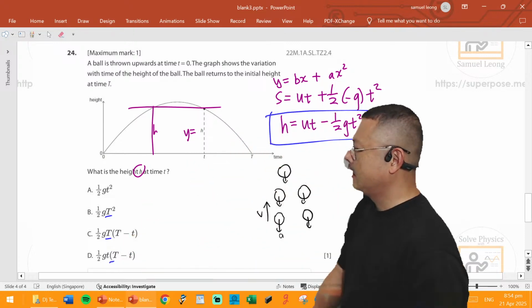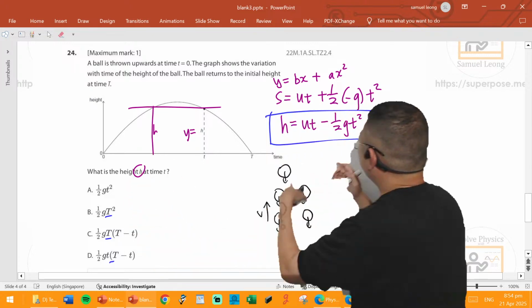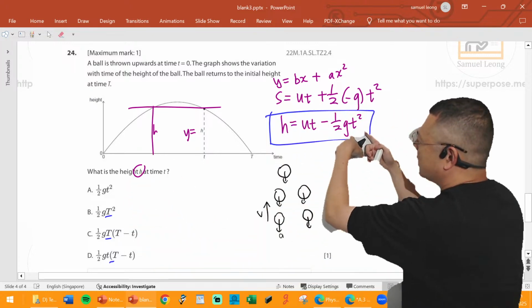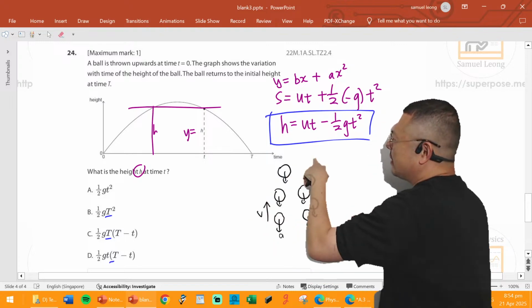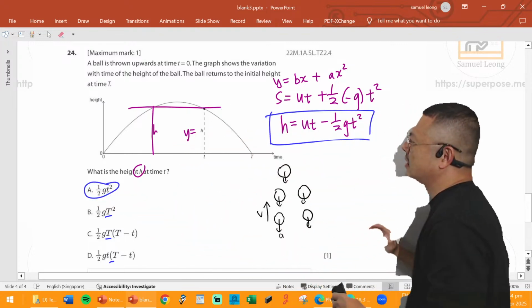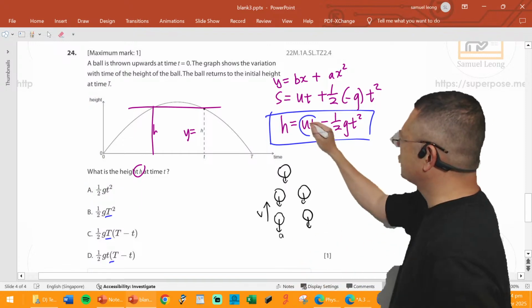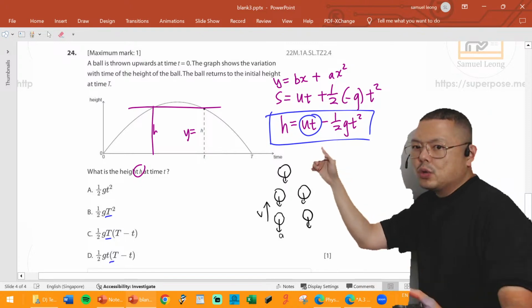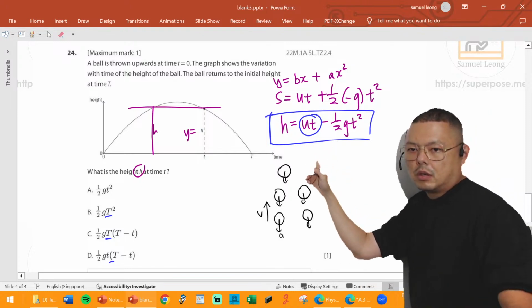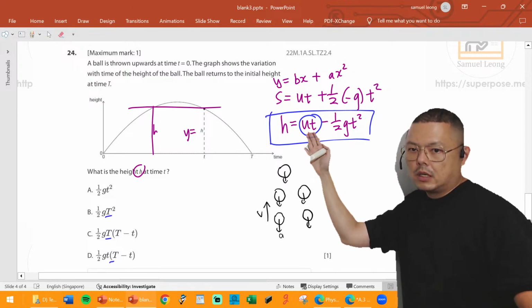Alright. Now, how about A? Why is A not the answer? I got half gt squared. This is like the closest. Let me just choose A because it's the closest. It'll be completely wrong because you've got to have the ut. What is u? What does u represent? Initial what?